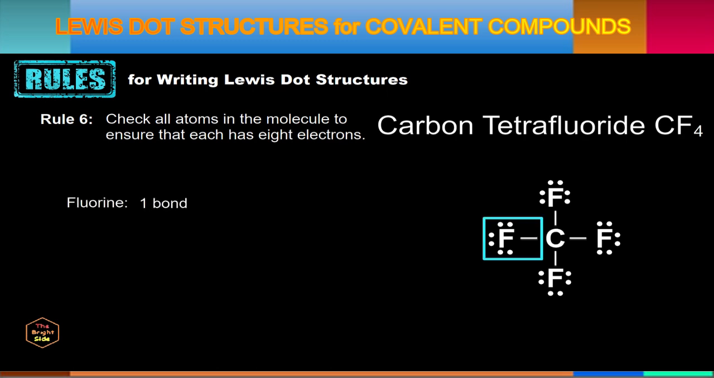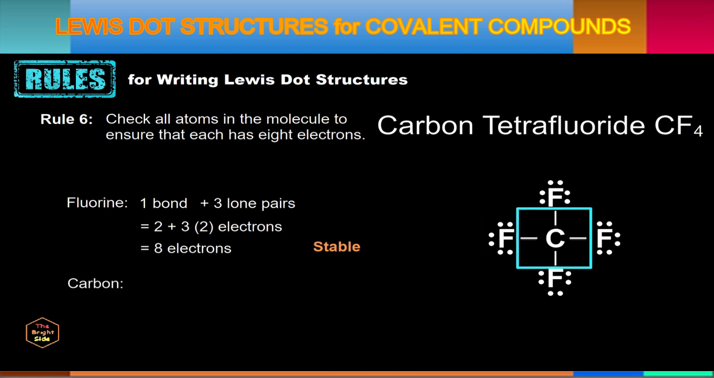Fluorine has 1 bond with 3 lone pairs. This equals 2 plus 3 times 2 electrons for a total of 8 electrons. It's now stable. Carbon has 4 bonds equaling 8 electrons and is also stable.